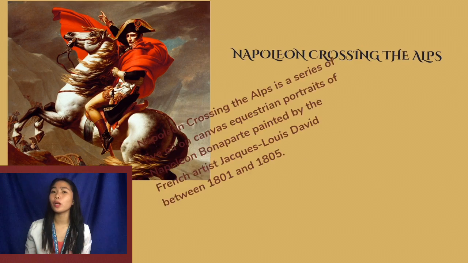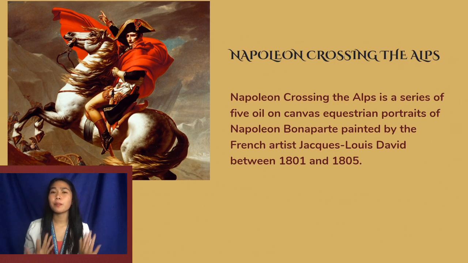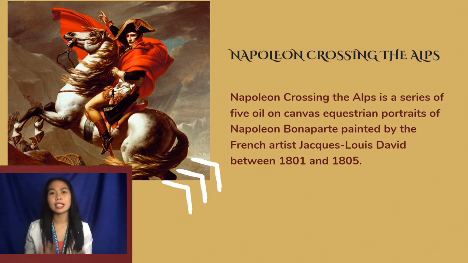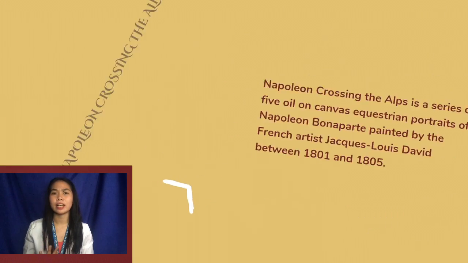Second we have Napoleon Crossing the Alps. So Napoleon Crossing the Alps is a series of five oil-on-canvas equestrian portraits of Napoleon Bonaparte painted by the French artist Jacques-Louis David between 1801 and 1805. So the painting showed a strongly idealized view of the real crossing that Napoleon and his army made across the Alps through the Saint Bernard Pass in May 1800.